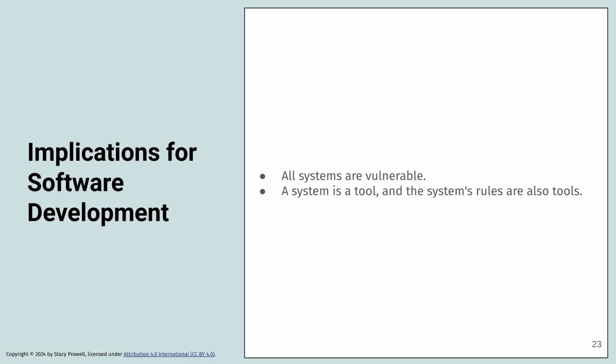There you go. So what does this mean in terms of software development? Well, all systems are vulnerable. I keep saying that. That's true for all these systems, right? And the point to take away from this is a system is a tool. And these sets of rules and policies and constraints and components that make up a system are themselves tools.